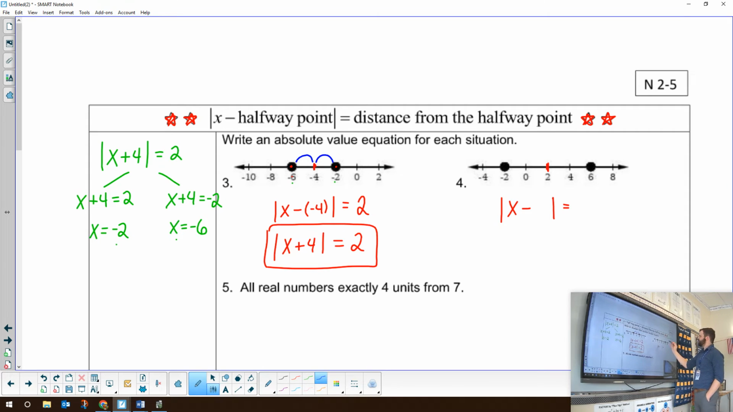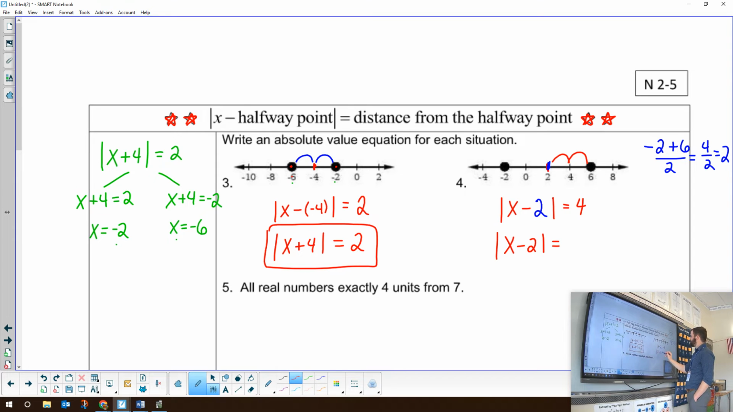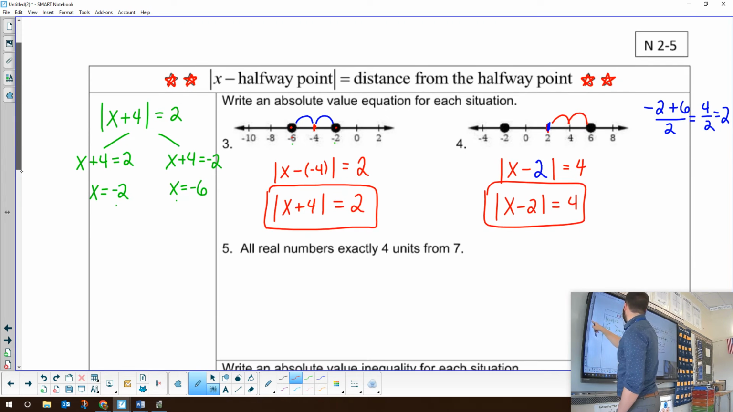You can find the average between those two numbers. So all you have to do is go -2 plus 6, and then whatever that is, divided by 2. -2 plus 6 is 4. 4 over 2 is, hey, you guessed it, it's 2. And so that's my middle number right there. So we're going to go x minus 2 equals the distance here. So my distance is 4 from that center to the outside edges. And then that's just my equation: the absolute value of x minus 2 equals 4. That's how it works.